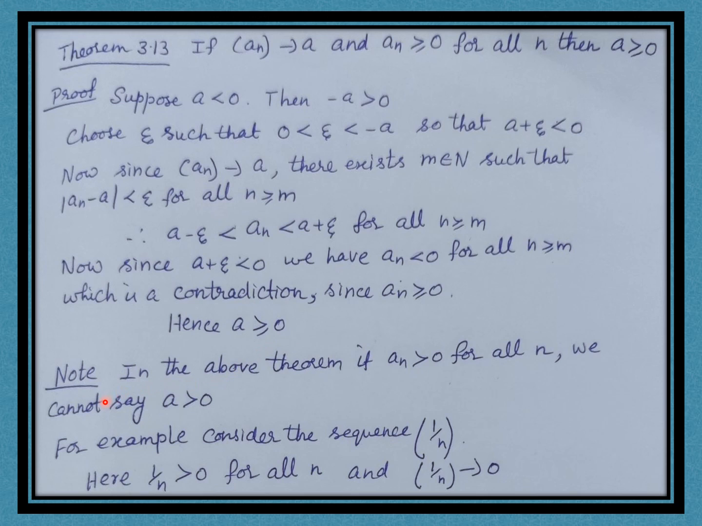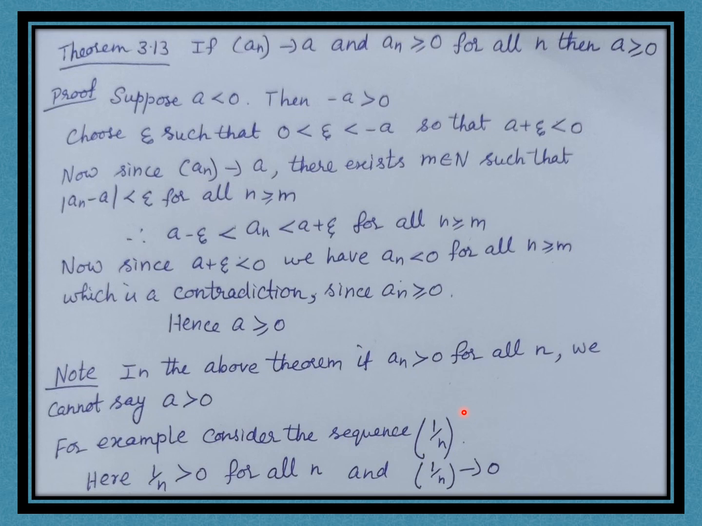Now, we have an important note that in this theorem, we have taken an is greater than or equal to 0. Instead of that, if we have an greater than 0 for all n, we cannot say that a is greater than 0. It may be greater than 0, it may not be also. For example, let us consider the sequence 1 by n. We know that this sequence is made up of 1, 1 by 2, 1 by 3, 1 by 4, etc.